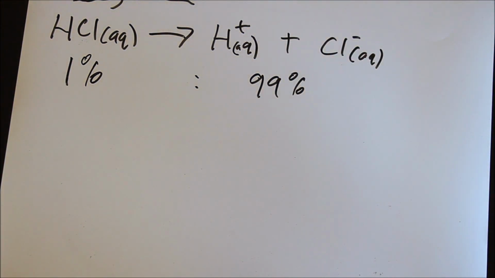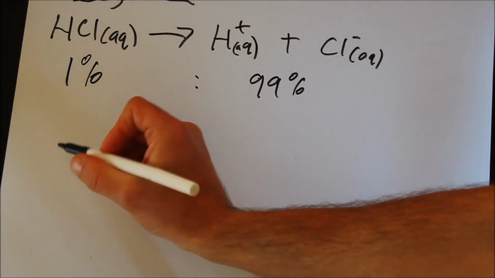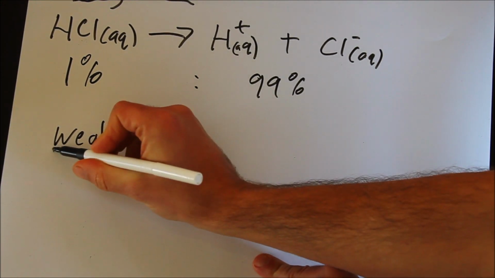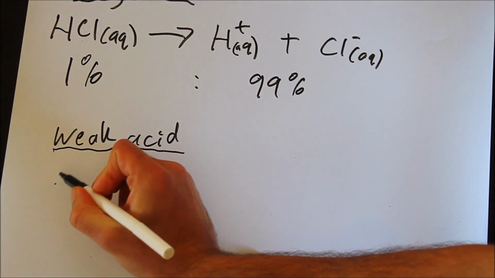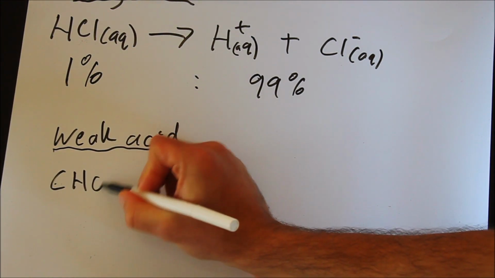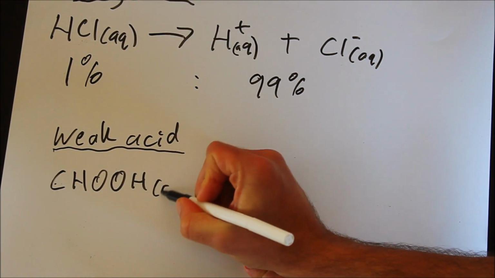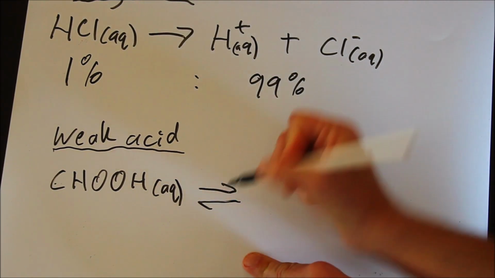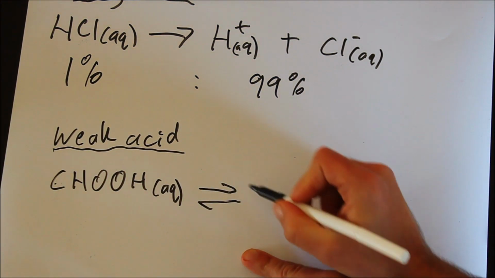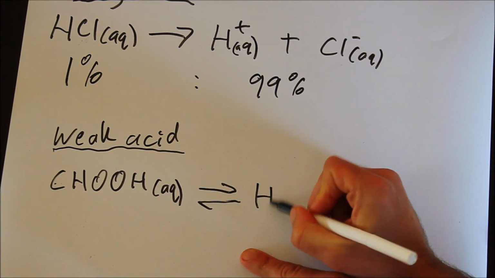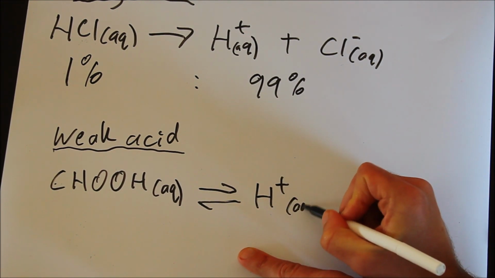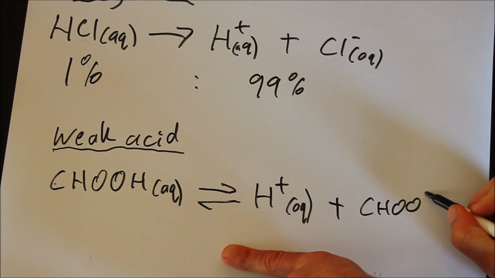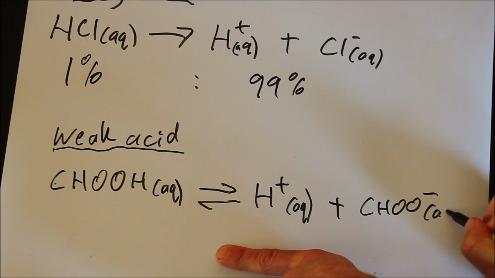makes this stuff here. For a weak acid, like methanoic acid, which has the formula CHOOH, again aqueous, we're dissolving it in water. This time, this double-headed arrow suggesting it can go both ways, we're going to make H plus again, but we're also going to make the CHOO minus aqueous.